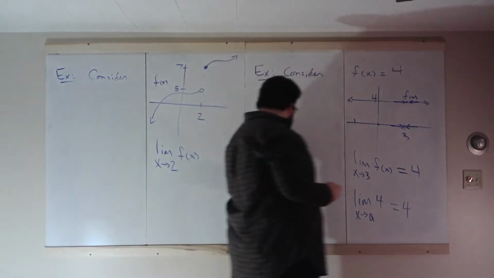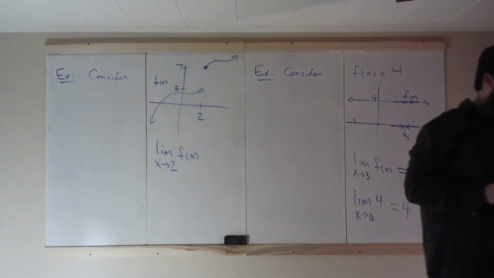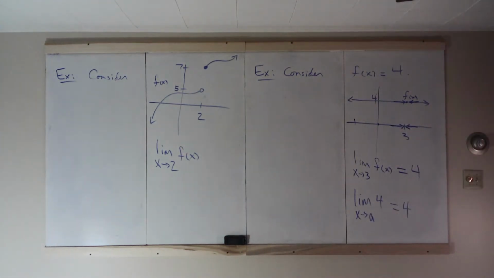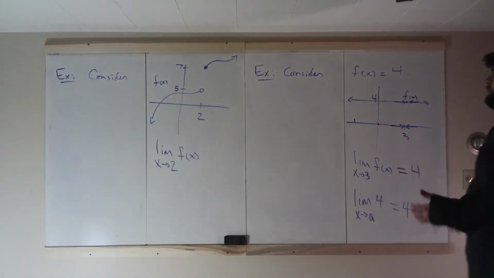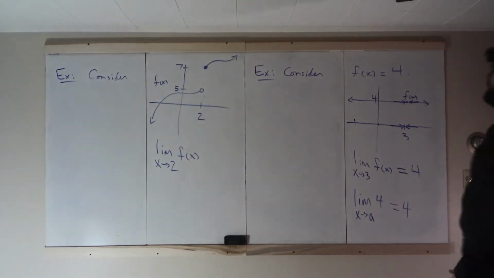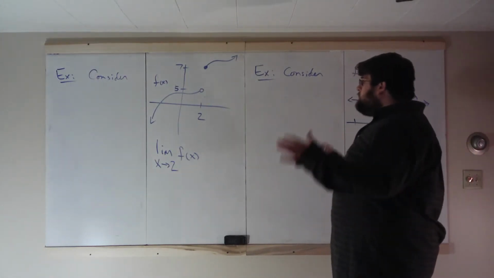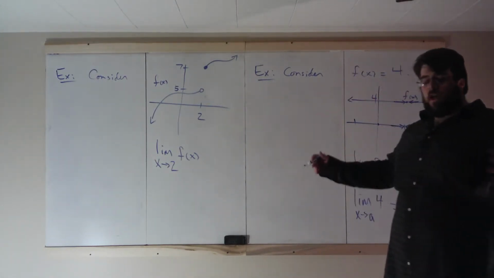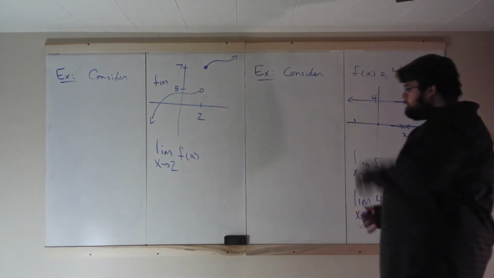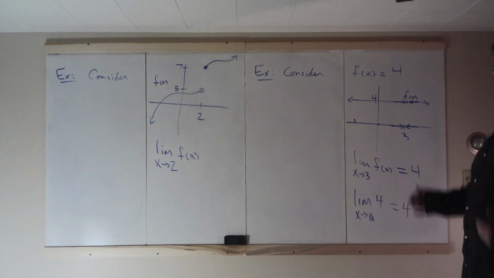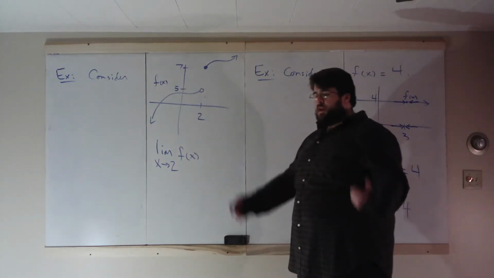Well, we have to remember the definition of the limit. The limit says if the values of f of x approach L as x approaches A, then the limit as x approaches A, in this case 2, of f of x is L.